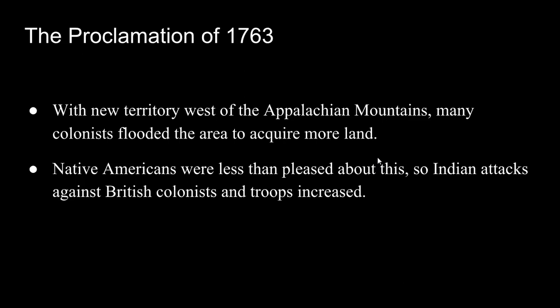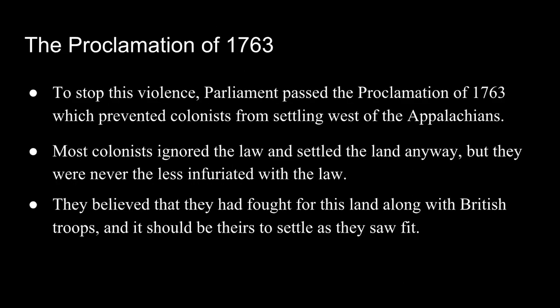Native Americans, though, were less than pleased about this new migration, so Indian attacks against British colonies and British troops increased across the Appalachian Mountains. So, to prevent this violence, Parliament and the King are going to pass what is known as the Proclamation of 1763. This prevented colonists from settling west of the Appalachian Mountains.